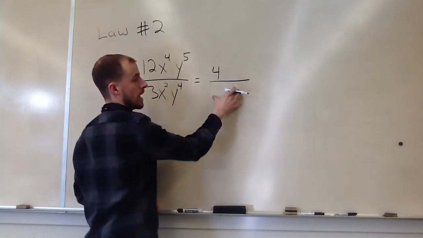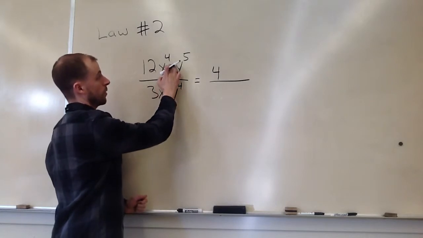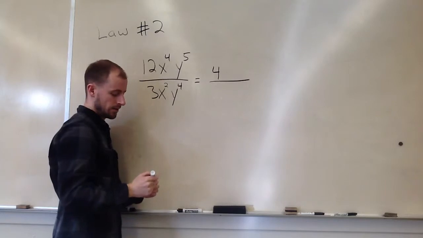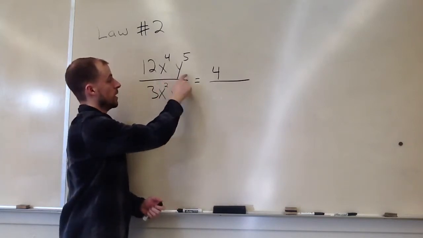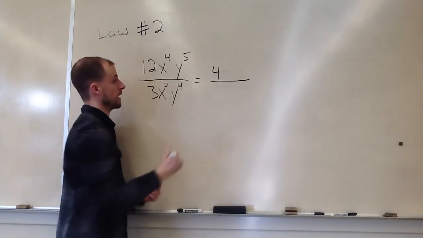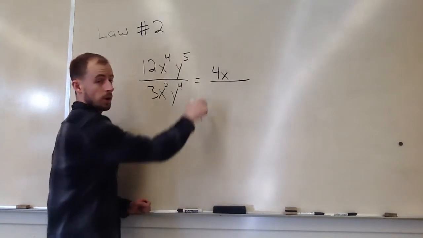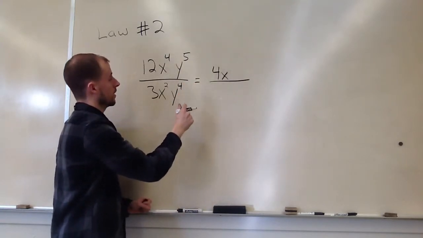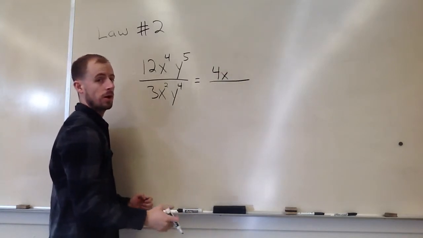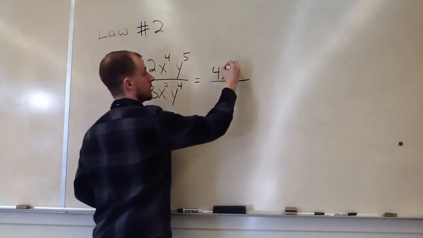I'll worry about what goes in the bottom and up top now. The x to the 4th, y to the 5th, x squared, and y to the 4th. Let's find all the bases that are the same. We've got an x and a y and an x and a y. So the x is here, same base, so let's work with them. We've got an x, throw the x up top to start off. It's going to go up top just to start. And now to figure out the exponent that this x has, we follow the law that I just showed you. So 4 minus 2. 4 minus 2 is 2.